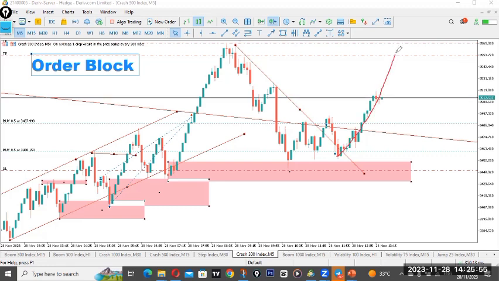I'm hoping to take my profits at around this spot, right? I'm going to take my profits here. So this is just how order block works. That's what order block is.